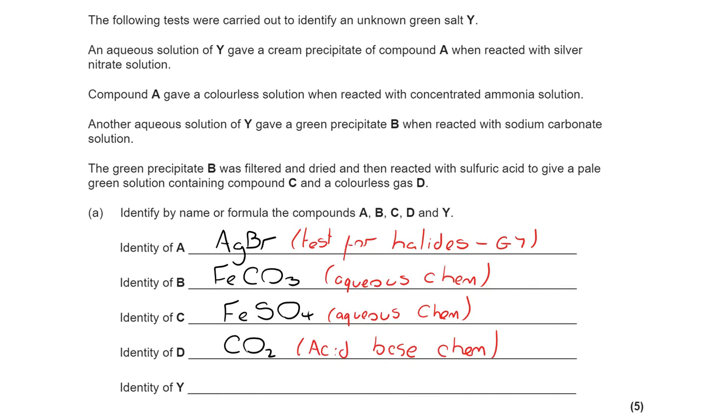And again, on that one, you're working on the basis that when we add a metal carbonate to an acid, we make carbon dioxide gas. The final one, identity of Y. Now, once again, you're having to build information here. We know it's going to contain bromide ions because they gave us the cream precipitate. We know from the other reactions it contains iron 2 ions. So for that reason, you would assume that it's FeBr2.